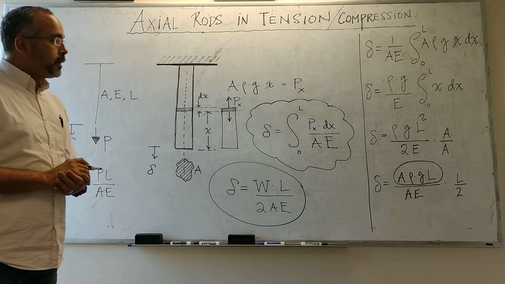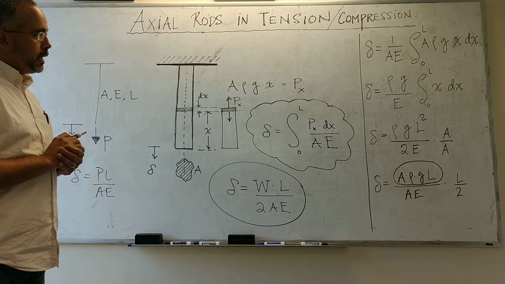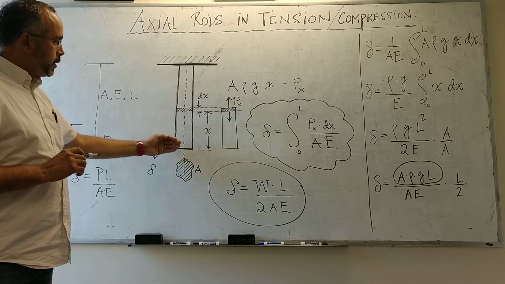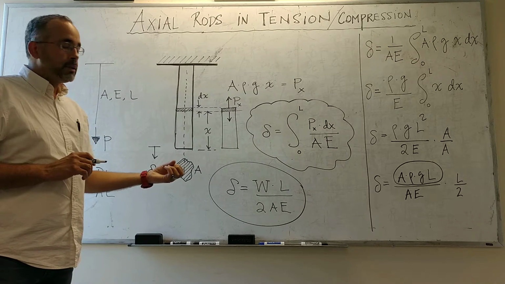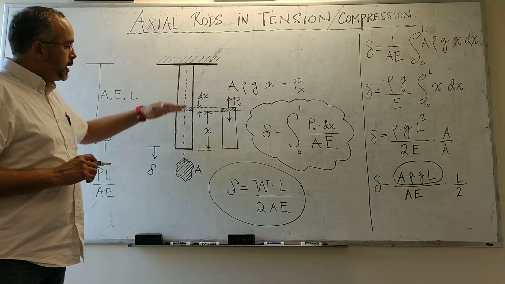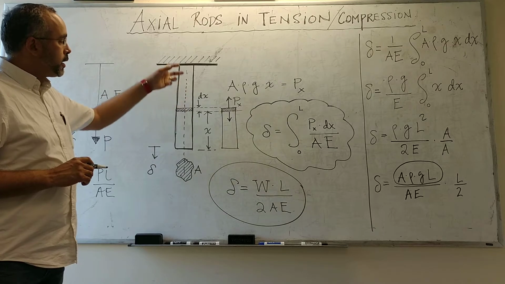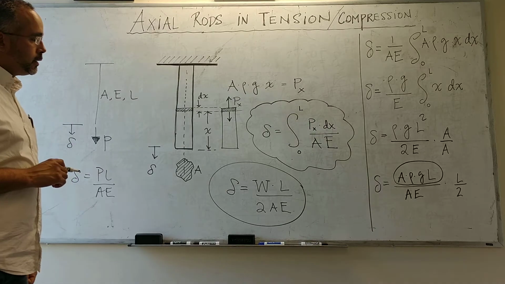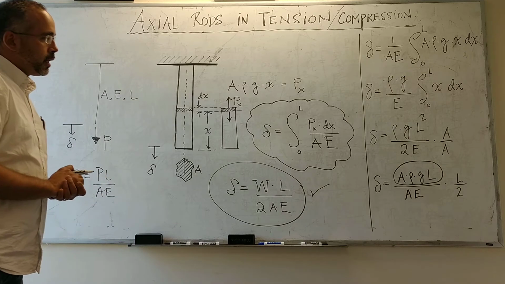This is an important realization because it illustrates, in a very simple case, that when you apply loads that are distributed as opposed to concentrated, the deformation effects can be significantly different. In this case, the deformation is 50% of the deformation that would have occurred if the same weight had been applied concentrated at one end. So this is an important problem that illustrates that phenomenon.